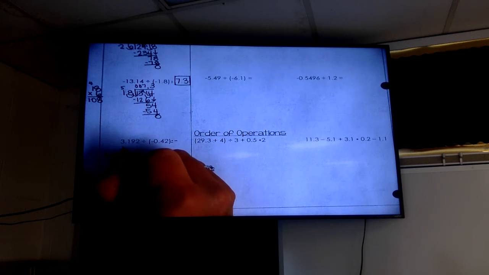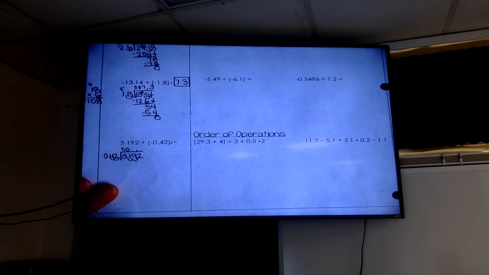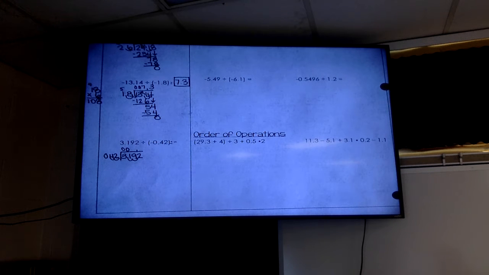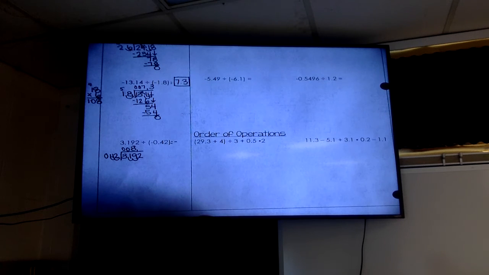So 42 does not go into 3, nor does it go into 31, but it does go into 319. And 42 is close to 40, so I'm going to count by 40s. So I have 40, 80, 120, 160, 200, 240, 280, 320 is next, and that's 8, which is slightly bigger than 319, but I was counting by 40s, not 42s, so 8 should be perfect.